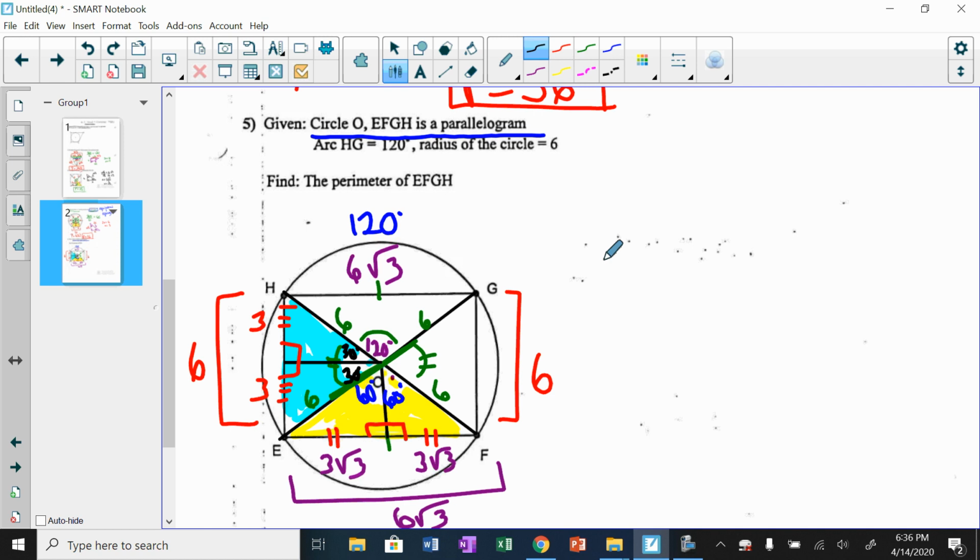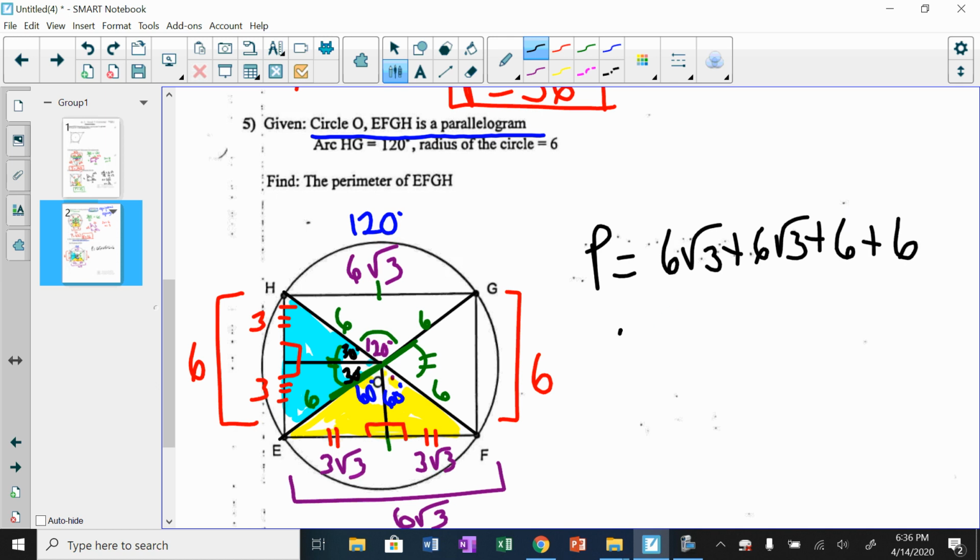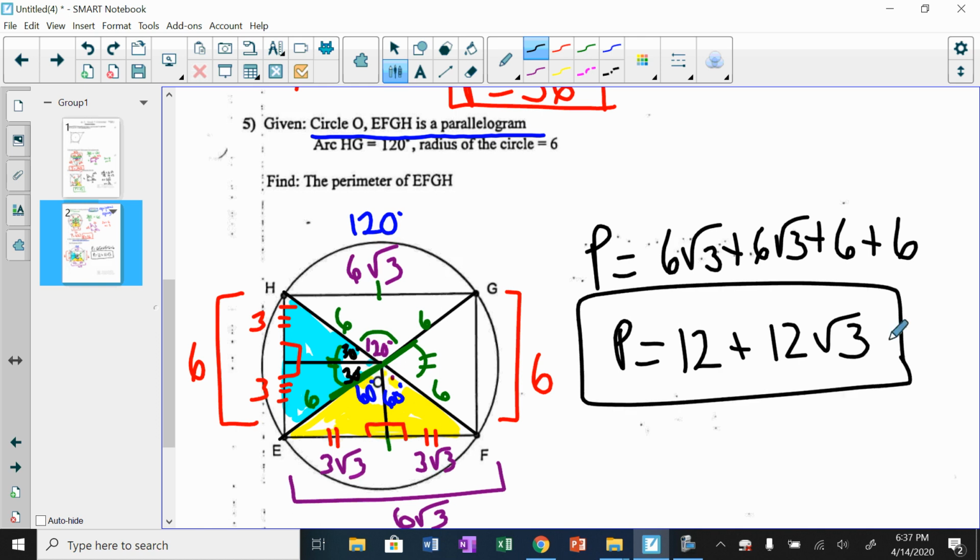So the perimeter is going to be 6 root 3 plus 6 root 3 plus 6 plus 6. So we're going to have 12 plus 12 root 3 or 12 root 3 plus 12. Doesn't really matter which way you write it. Addition is commutative.